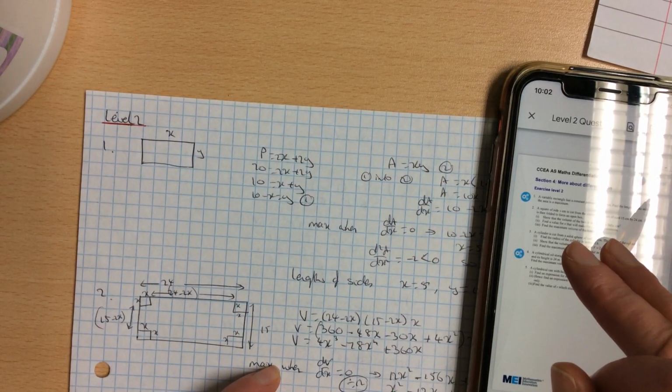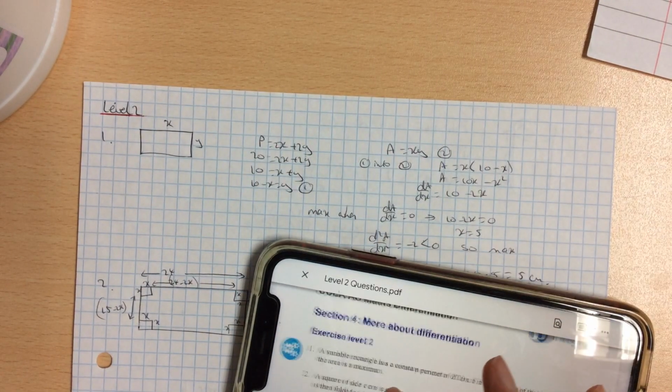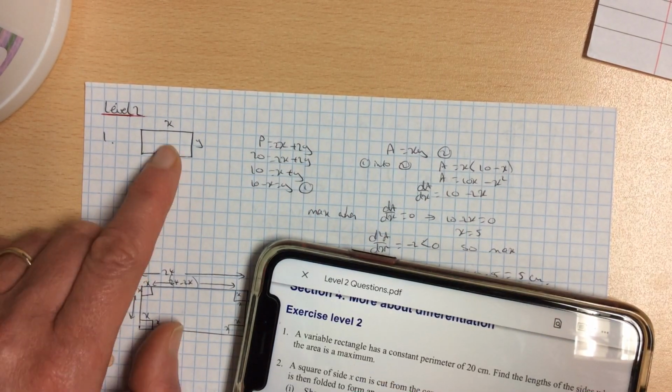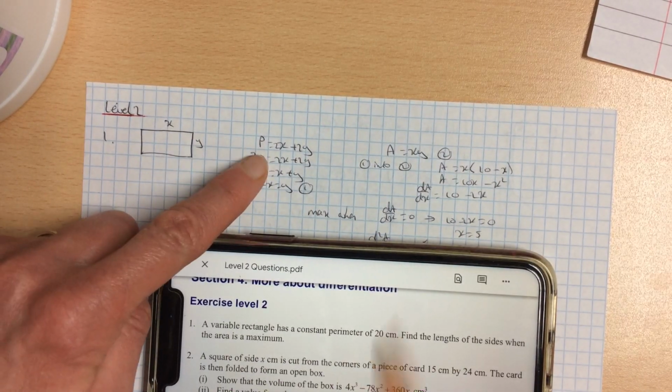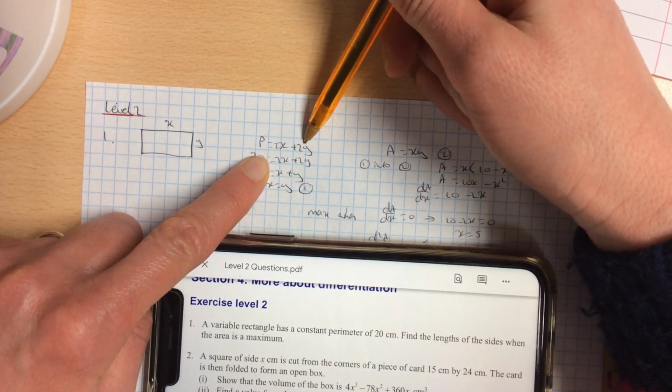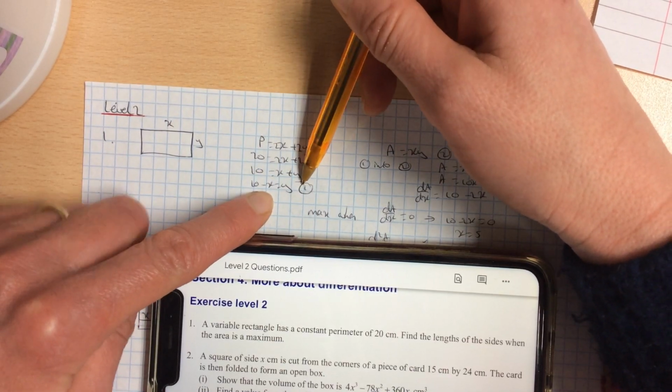Okay, level 2 exercise, 5 questions are quite tricky to be fair in these ones. We'll just work our way through it. A variable rectangle, so I drew out a rectangle of x and y because they change, has a constant perimeter. So the perimeter is 2x add 2y equals 20. So I can rearrange that to get y equals.